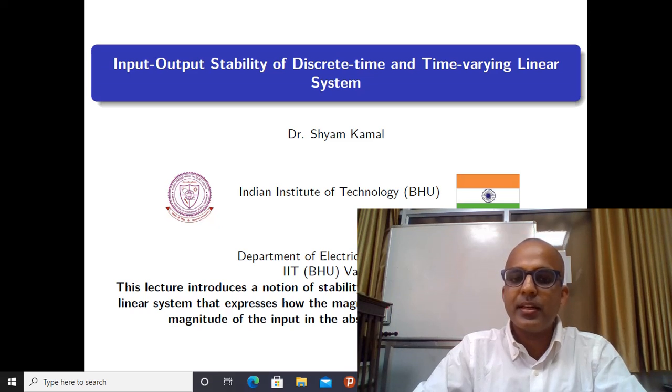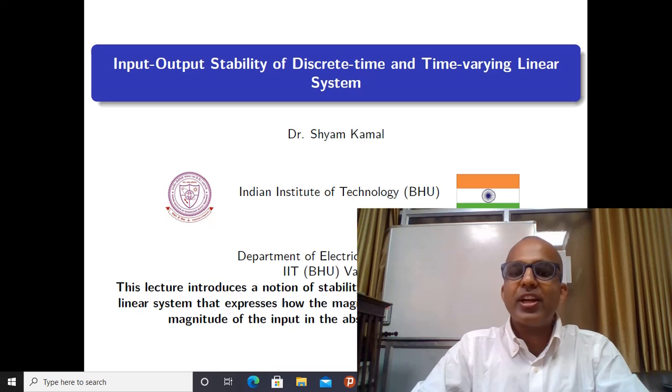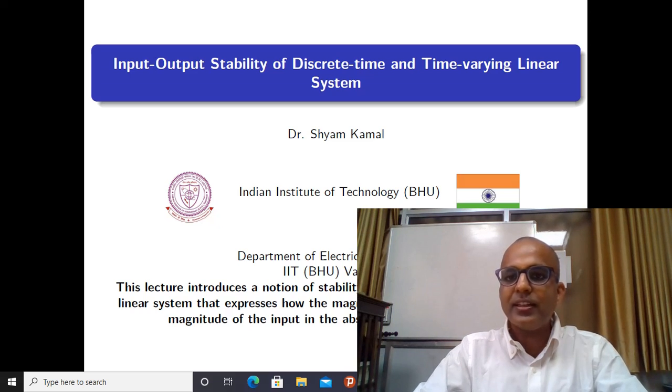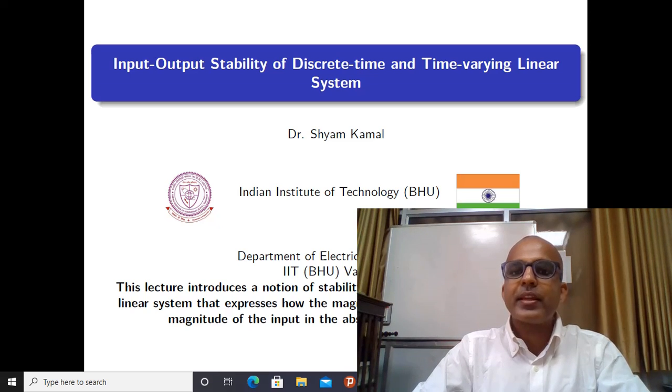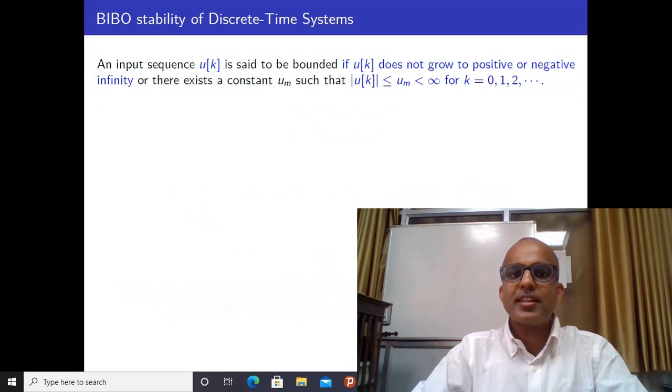time varying linear systems. It means that we are again going to see how the magnitude of output relates to the magnitude of the input in the absence of initial conditions, same as the previous lecture. So again we are just going to talk about the external stability of the system, and one of the main assumptions again is that our system, either discrete time or linear time varying, is in relaxed state. It means that all state variables, all internal variables, are equal to 0. So let us start the lecture.